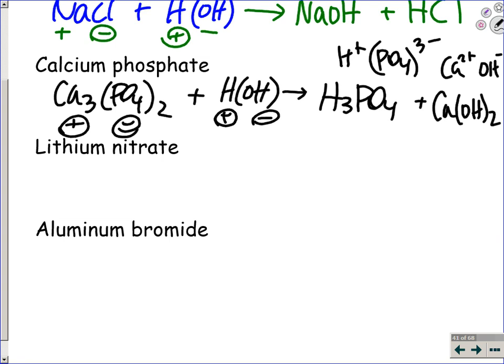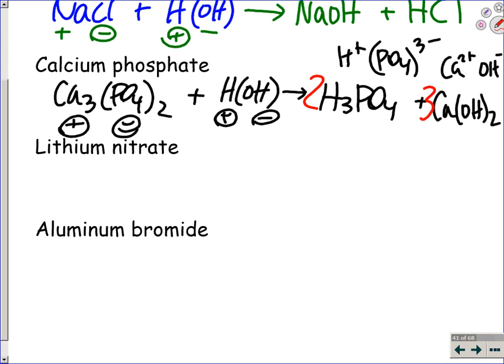Balance it, guys. That's what I said. Always. So you're going to put a 2 in front of the H3PO4, because there's 2 phosphates and you want 2 phosphates. Let's do HOH at the end, just trust me. Well, okay, how many calciums are on the reactant? Yeah, 3. We need to put 3 in front of it.